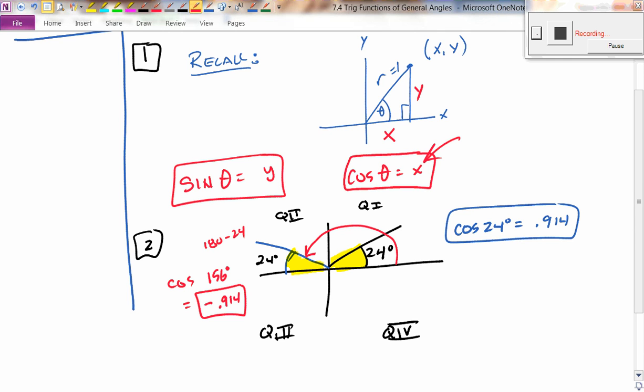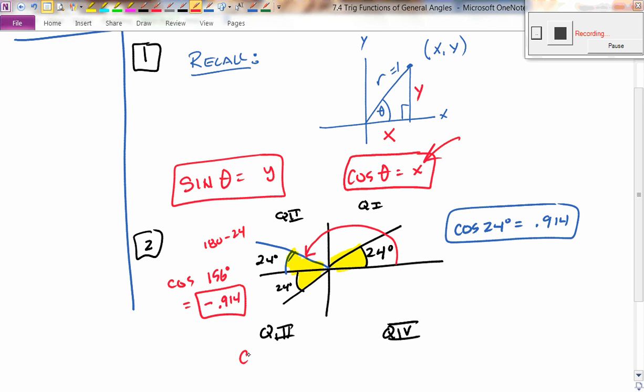Okay, now, let's go to quadrant 3. How could I draw an angle of 24 degrees in quadrant 3? Well, it would look like this. There would be 24 degrees right there. Couldn't you just continue the y on the first one? It'd be the 180 plus 24, which would be how much? 204.